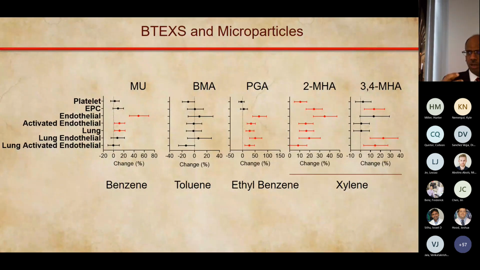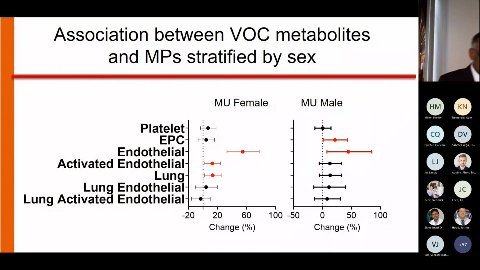And especially looking at a class of compounds, we looked at the BTEX molecules, and we found that several of these endothelial microparticles were associated with the metabolites of benzene, toluene, ethylbenzene, and xylene. So endothelial microparticles, activated endothelial microparticles, lung endothelial microparticles, and activated lung endothelial microparticles. We also stratified the data by sex, and we found that the toxicity was associated with both males and females, but especially for endothelial microparticles, it was much more pronounced in female. We don't know why.